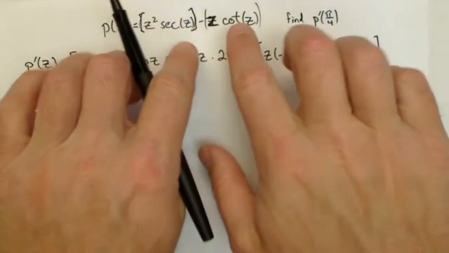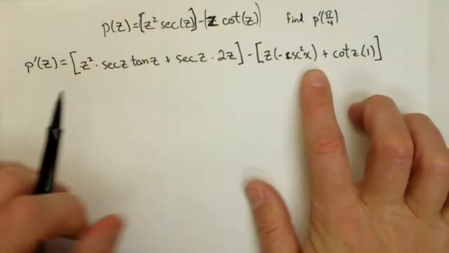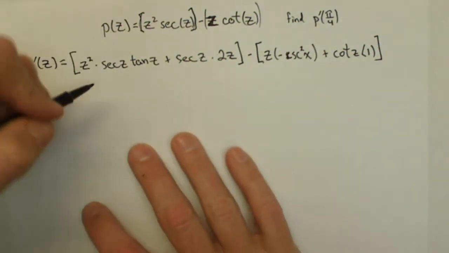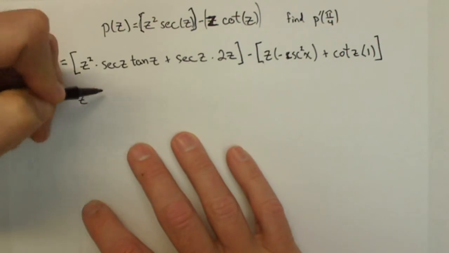So each of these apply to these parts up here. These are the product rule applied to this product. This is the product rule applied to this product. We will have a negative to distribute. So let's simplify a little bit, see if there's anything that'll cancel. Probably not, but we can check.